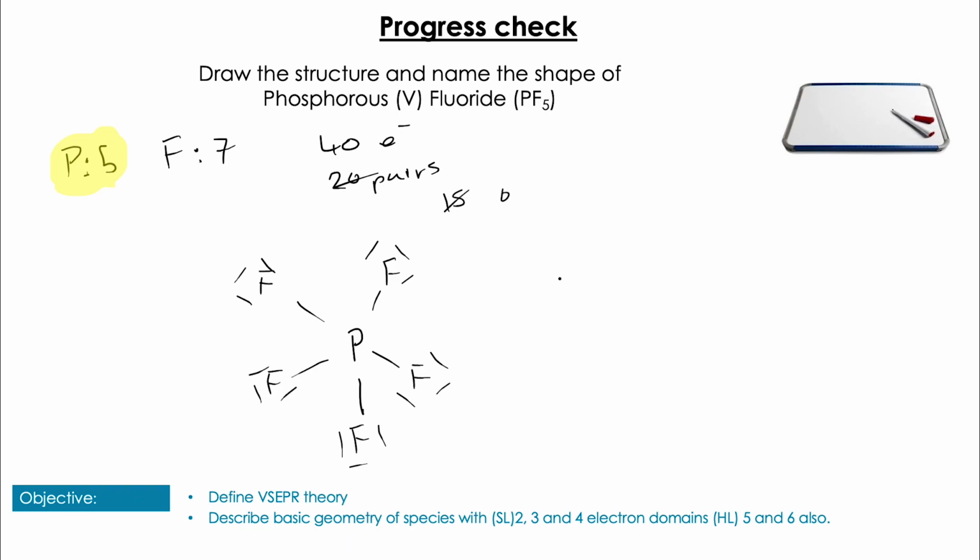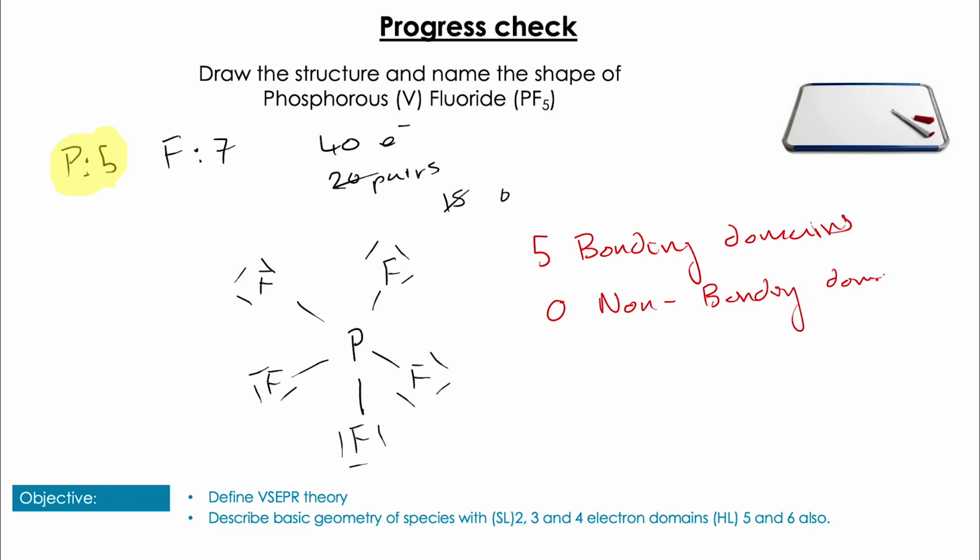So what shape do we have? Well, around the central phosphorus atom, we have 5 bonding domains, and we have 0 non-bonding domains or lone pairs, which gives us a 5 total. So the shape is going to be trigonal bipyramidal.